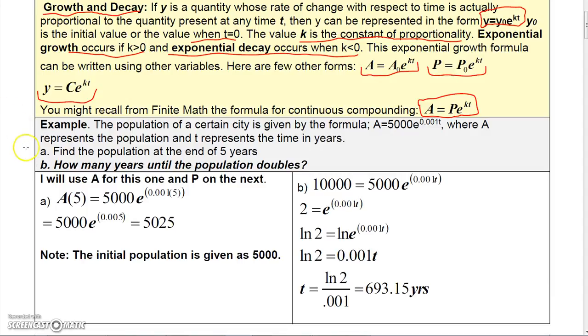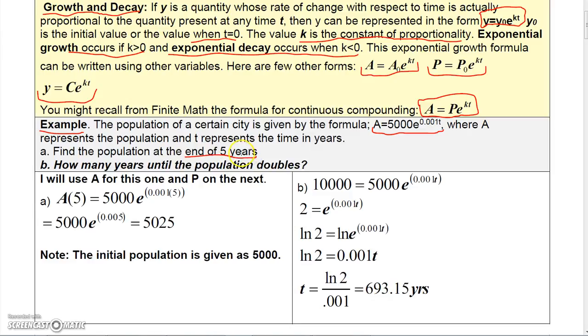So let's look at how we might use this formula to model the population of a city. Okay, so here I'm going to go ahead and give you the model. The population of a certain city is given by A equals 5,000 e to the 0.001t, where A represents the population at time t and t represents the time in years. The first question is pretty simple: find the population at the end of 5 years.